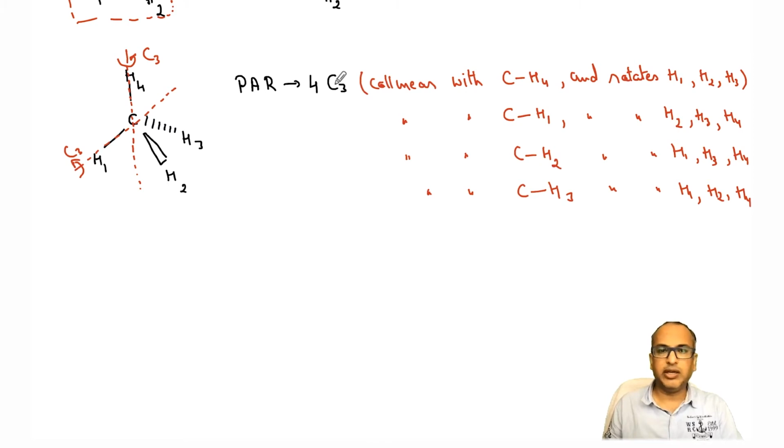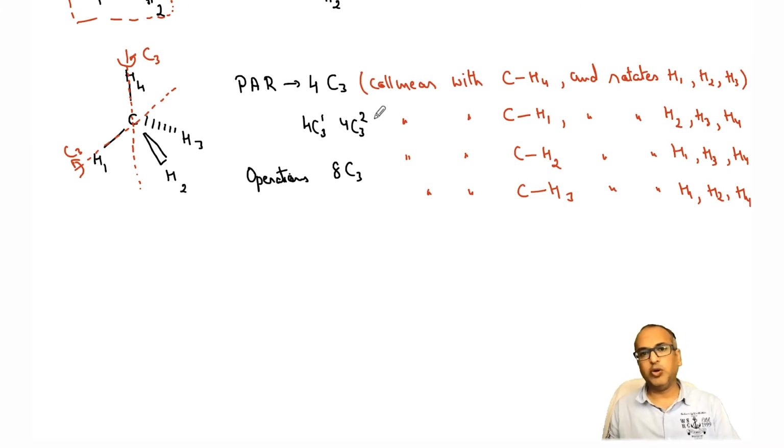Now each of the C3 axes will give rise to C3 and C3 square operations. We have seen that in the case of ammonia. So this will lead to operations. If we list down the operations due to C3, there will be 8 C3 operations, because there will be 4 C3 operations and 4 C3 square operations. Remember that C3 cube operation will be equal to identity, so that will not be counted. So you will have 4 C3 elements and 8 C3 operations.